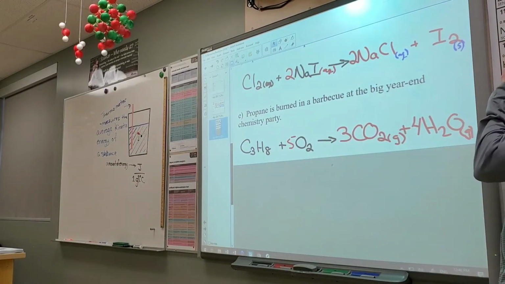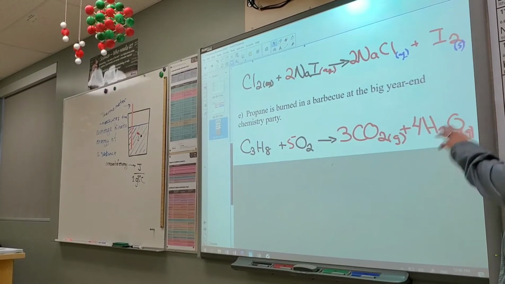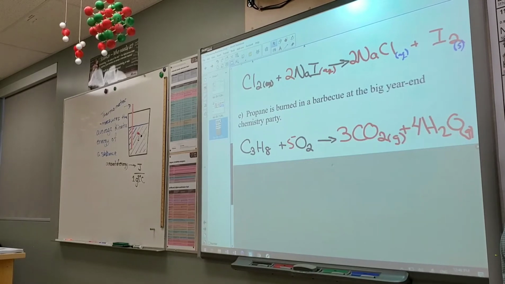And that's the balanced chemical reaction. Let me know if you need any help balancing. I'm not going to go through this a ton because remember we already went through how to balance hydrocarbons.